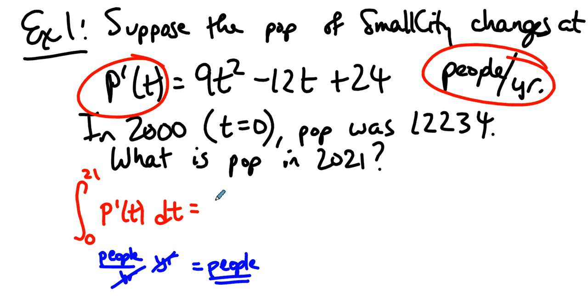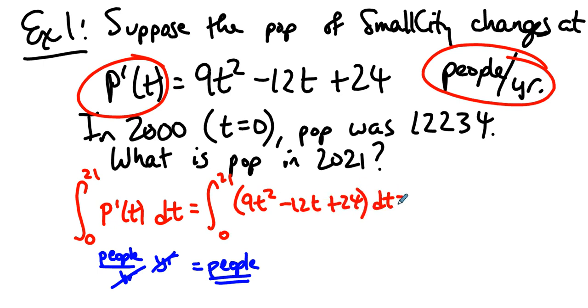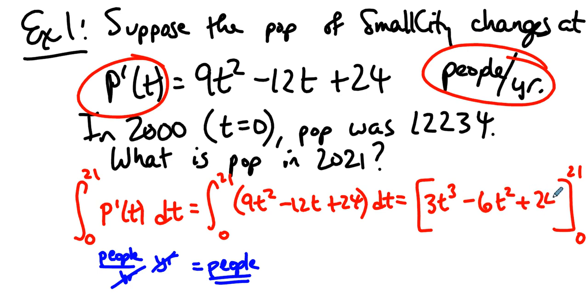So how do we find this integral? Well, this is the integral from 0 to 21 of 9t squared minus 12t plus 24 dt. And how do we find that? Well, the fundamental theorem of calculus says we take an antiderivative, substitute, and subtract. Antiderivative here, 3t cubed minus 6t squared plus 24t, right? Not too bad. I don't have to substitute for you. This is arithmetic at this point.